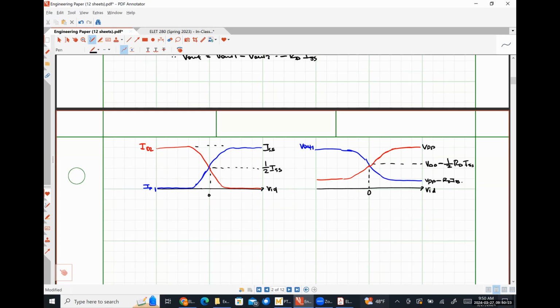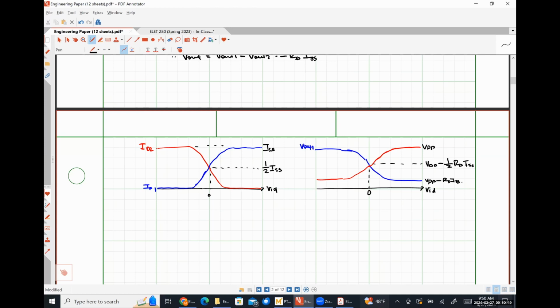All right, so this is roughly what things are going to look like. Now we're going to figure out the supporting math that goes behind why things behave this way. And like I said at the end of our last class meeting, this math can get a little bit gross because of the current voltage relationship for our MOSFET transistors.